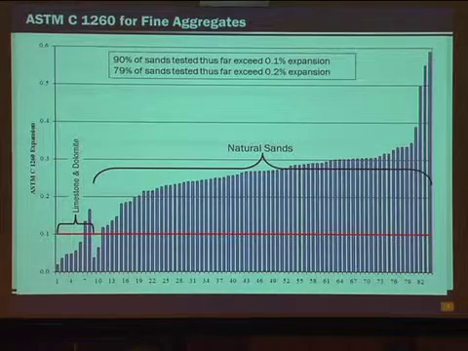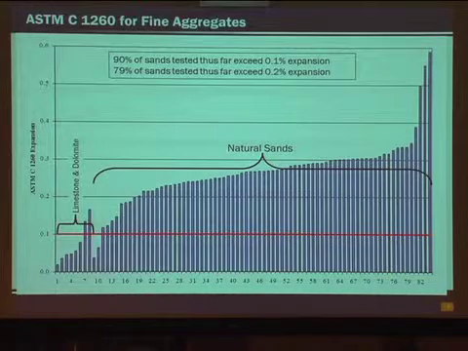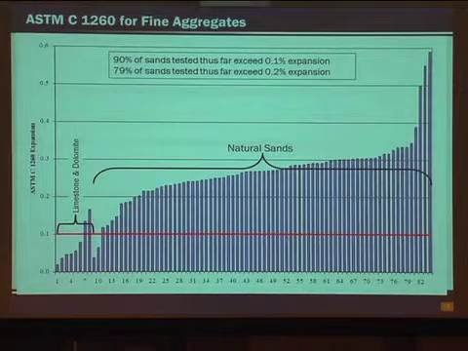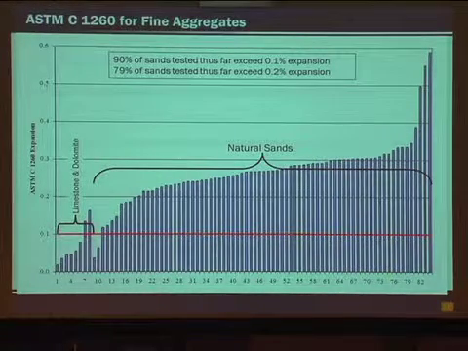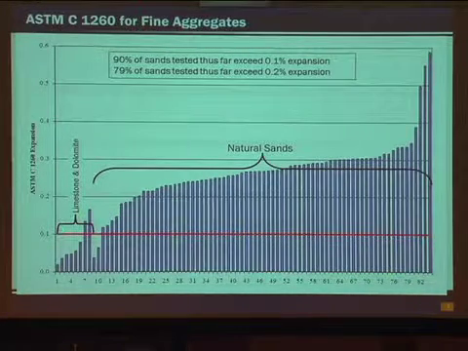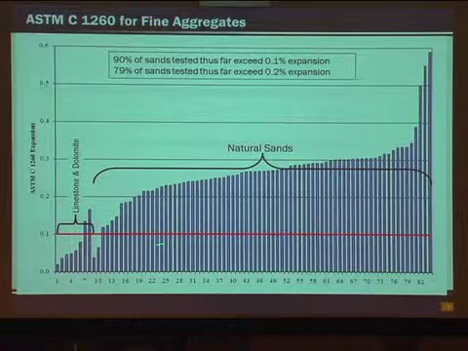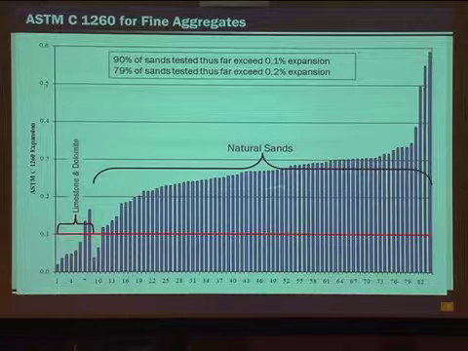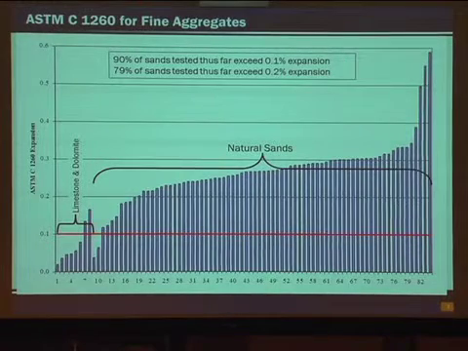Now we look at all our reactive aggregate in the state. This is the fine aggregate reactivity of the majority of the aggregates a few years ago. You can see this 0.1 limit is where things are considered potentially reactive. From 0.1 to 0.2, potentially reactive; 0.2 and greater, reactive. So we have a few that are potential, but look at what we've got here. Everything else is reactive. Almost 80% of the sands are above 0.2. So we know all the sands in Texas are really reactive, and we do have this ASR concern.